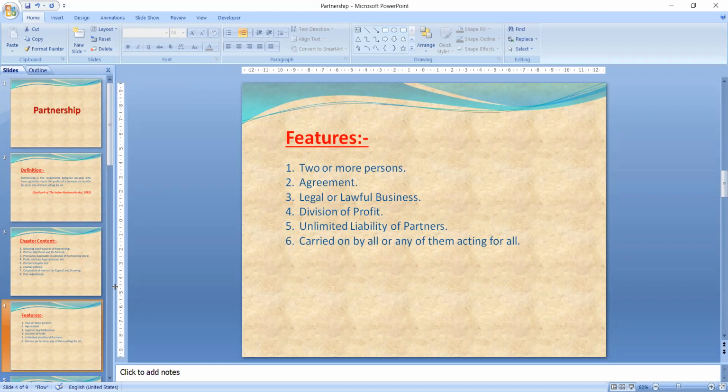Okay, sir. The first point is 2 or more persons. The second point is agreement. So I already told you that if you do anything, like you want to go somewhere with someone else or you want to eat something, there should be an agreement. Think you and your friend want to go somewhere. You want to go to Himachal Pradesh or Uttarakhand, and your friend wants to go to Goa or Kerala.